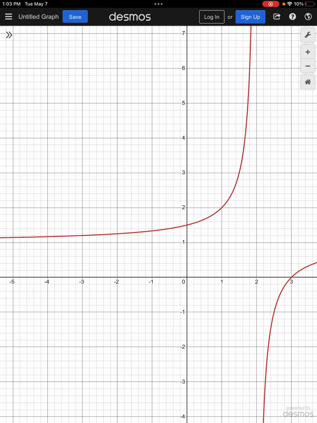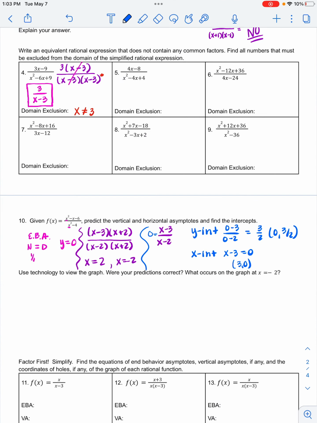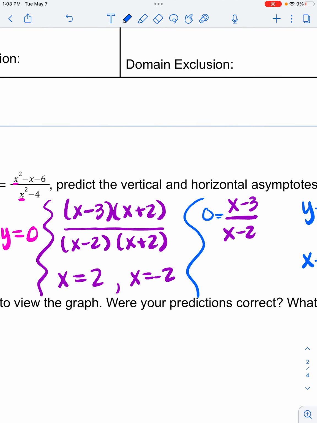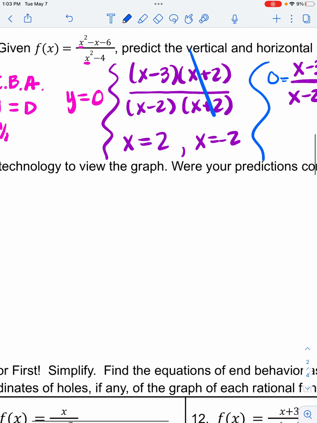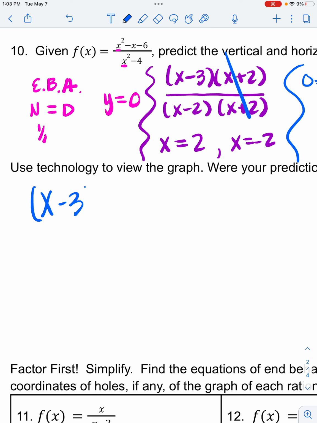So what happens there? So what happened there is because when we divided out the x plus 2's, okay, that actually created something called our hole. So I'm going to rewrite this down here.